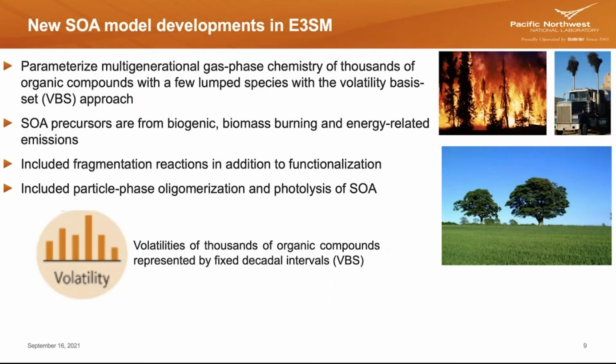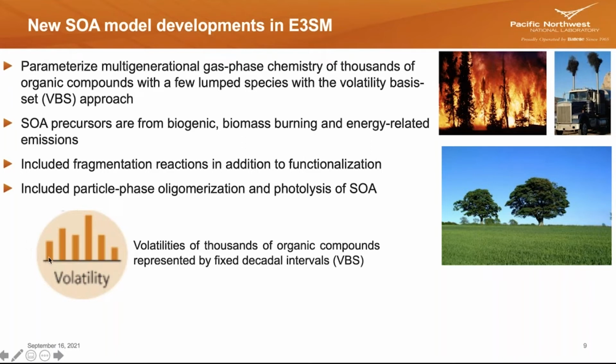So just now, I want to talk about what we did. We have the new model developments which we implemented in E3SM. They parameterize multi-generational chemistry of thousands of organic compounds, as I mentioned. It's not feasible to represent each and every one of those thousands of compounds, but we use a volatility basis set approach where it lumps these compounds into fixed volatility intervals, like decadal intervals. So this is what is shown.